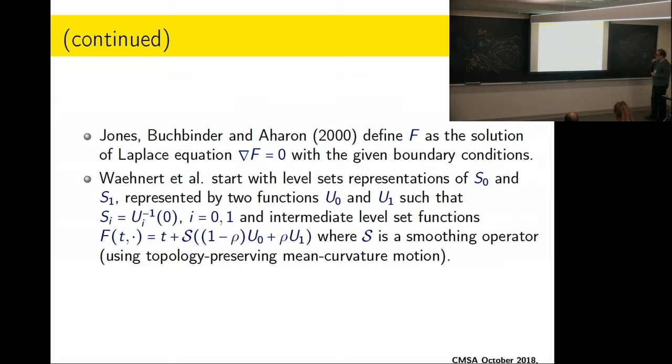That was probably the most commonly used method, introduced in a paper in 2000, in which the author suggested defining f on the boundaries, because that's part of the requirement of the method, and then solving the Laplace equation in between to get a smooth motion between the two surfaces. So that's one of the methods that are used.